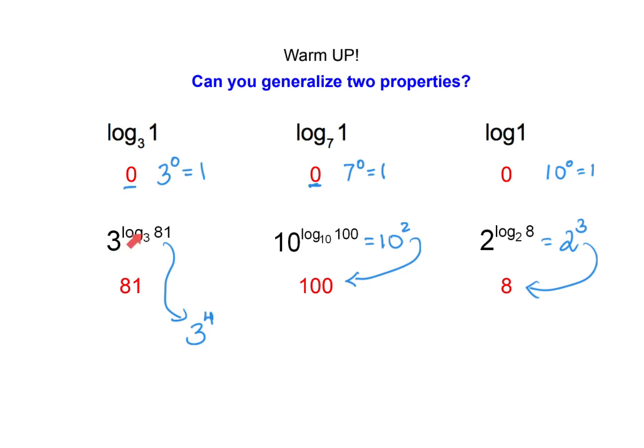If I have a base and it's raised to a log of the same base, they undo each other and I just get the argument out. Argument, argument. So here are two properties that we should be able to see just by doing that warm-up. A log with any base of 1 is equal to 0. And the other one is if I have a base, a, and I raise it to the log of the same base, and the argument's x, I get x out.